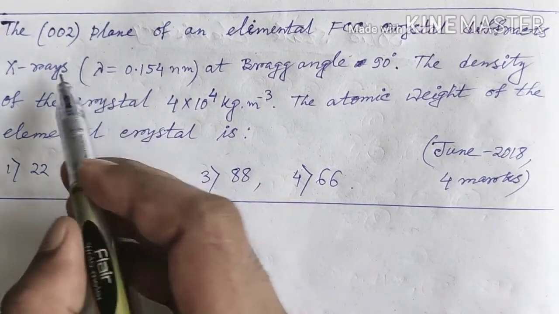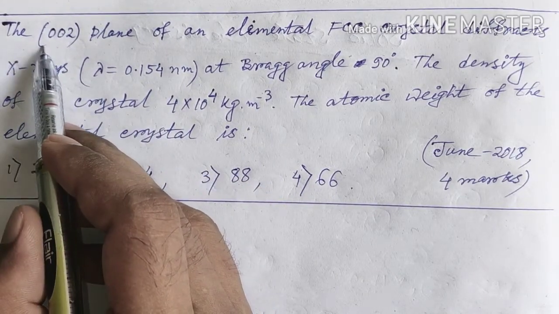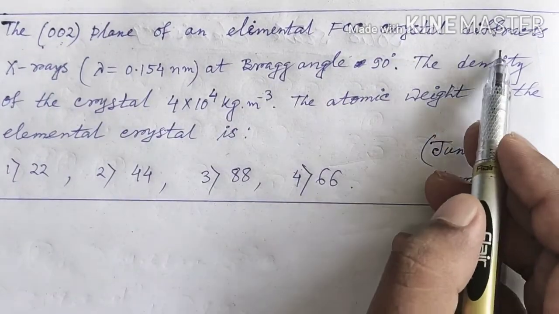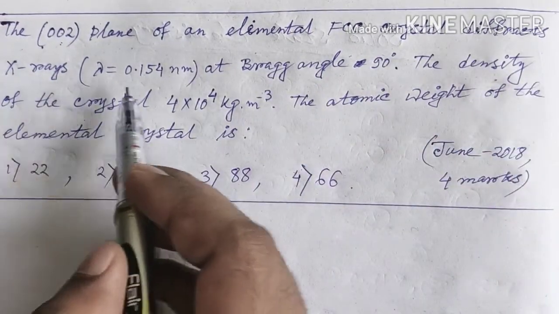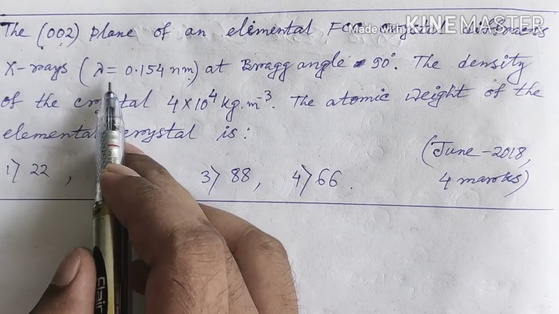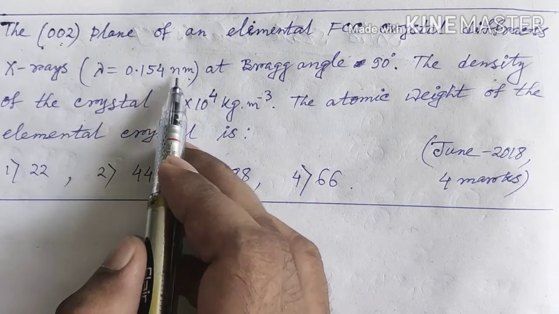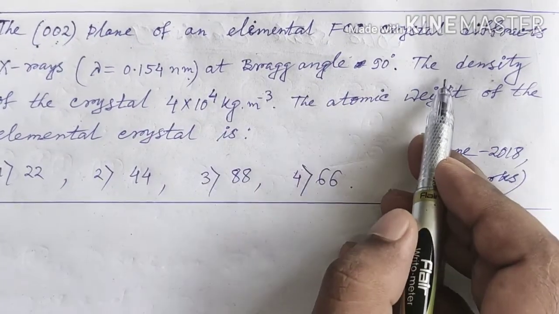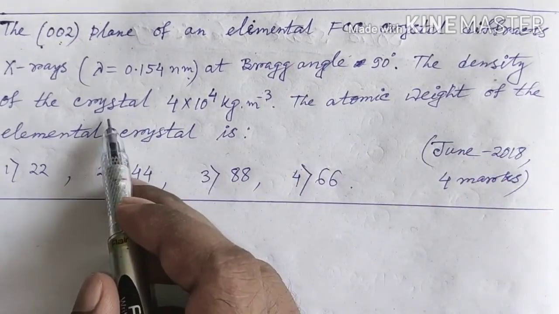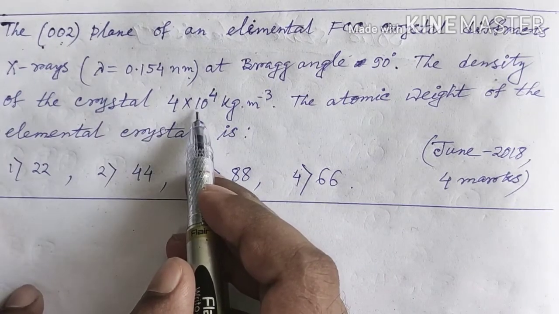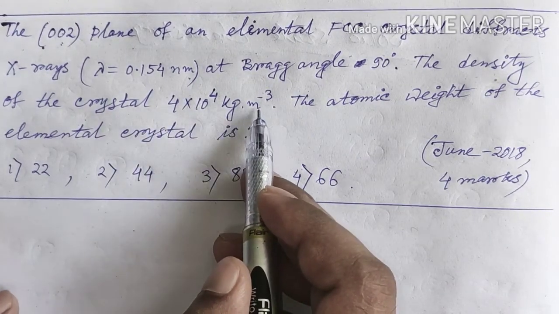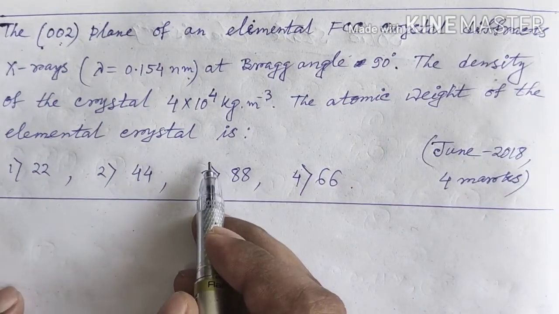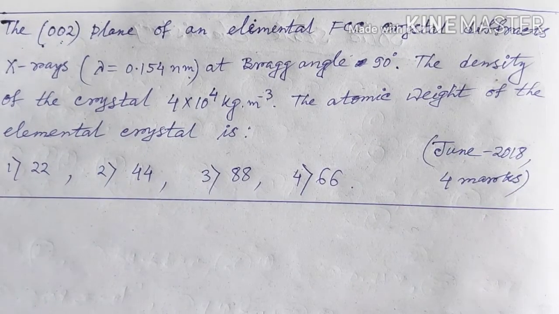In the question it is given that the 002 plane of an elemental FCC crystal diffracts X-rays for which lambda is equal to 0.154 nanometer and the Bragg angle is 90 degree. We have the density of the crystal given as 4 into 10 to the 4 kg per meter cube. We have to calculate the atomic weight of the elemental crystal.